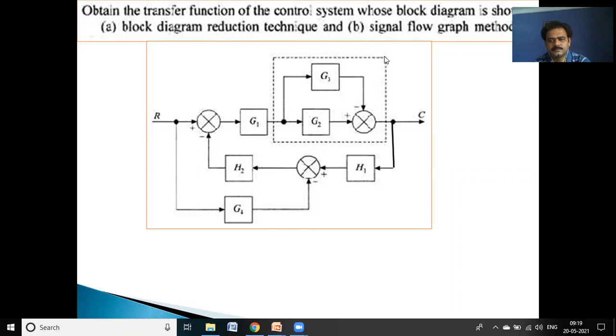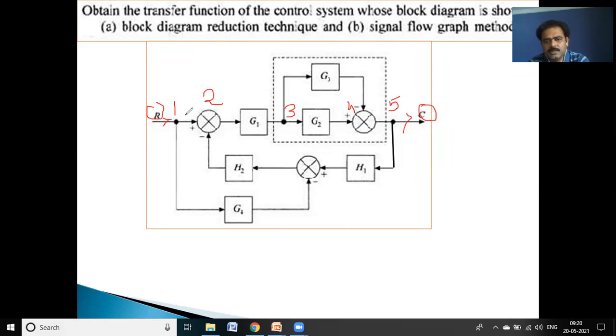So note down this figure. First of all, the first step is we have to find out the junctions. At first junction, second junction, third junction. This is the fourth one, this is the fifth one, and the final output is C. So the signal starts from here and reaches this one. This is an input node, and C is an output node.